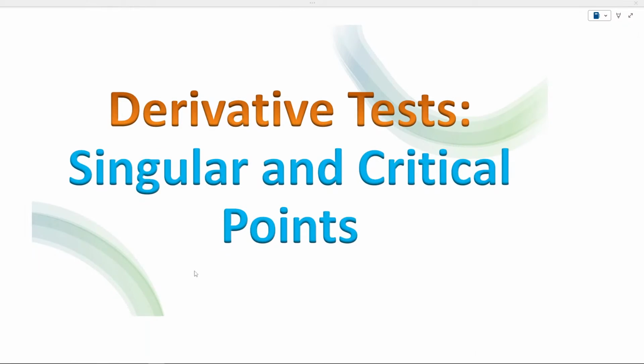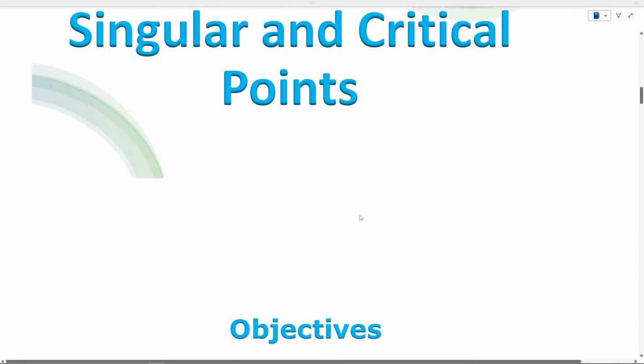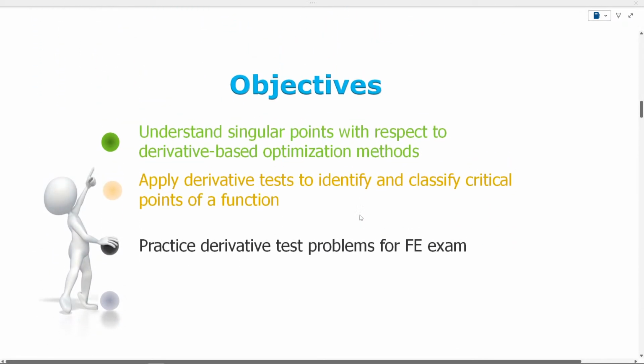Part one is about singular and critical points. What are these? Why would something like a singular point or critical point be important, and why are we studying these things? By the end of this lesson, you will understand the meaning of a singular point with respect to derivative-based optimization methods, and you will understand when your function has singular points, a derivative-based optimization method might not be your best choice. You might go for heuristic or stochastic methods or something like this.